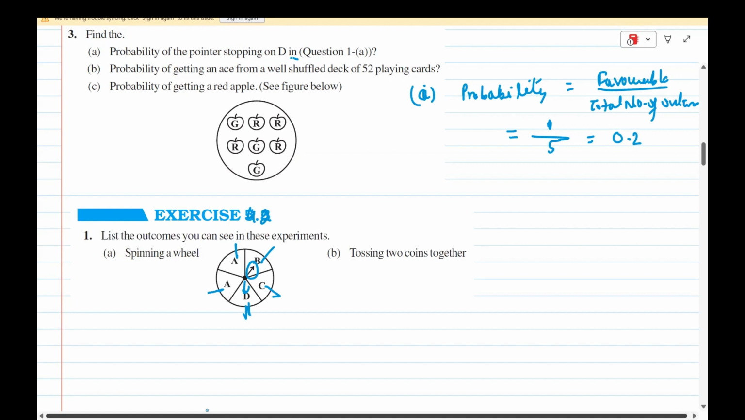The second part, the B part, says probability of getting an ace from a well-shuffled deck of 52 playing cards.